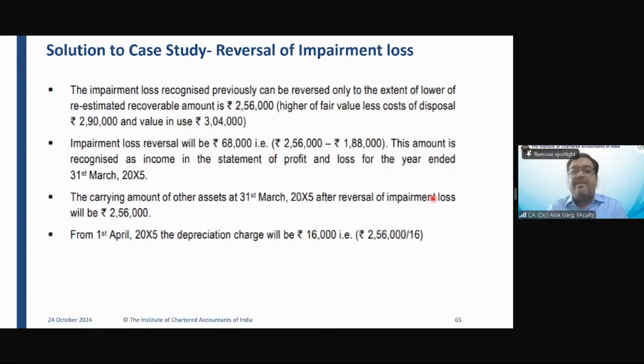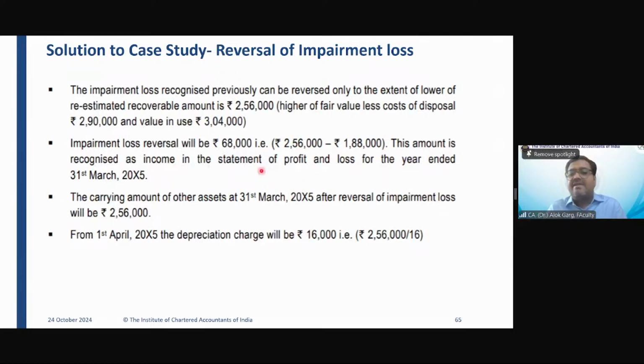The impairment loss recognized previously can be reversed only to the extent of lower of re-estimated recoverable value, which is higher of fair value less cost of disposal 290 and value in use 3,04,000, and carrying value had the asset never been impaired, which is 2,56,000. यहाँ पर ये explanation गलत लिखी हुई है. Impairment loss reversal will be 68,000, 256 minus 188.